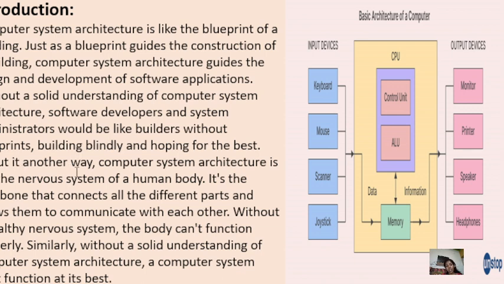To put it another way, computer system architecture is like the nervous system of a human body. It's like a backbone that connects all the different parts and allows them to communicate with each other. Without a healthy nervous system, the body cannot function. So without a proper design and proper architecture, we cannot develop any software, right? So this is the introduction to the architecture of the computer.